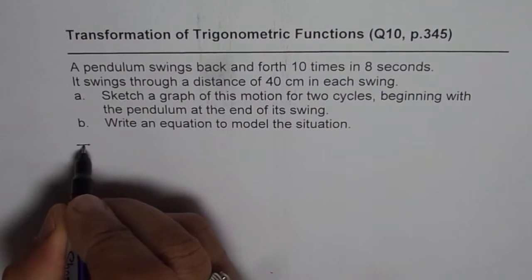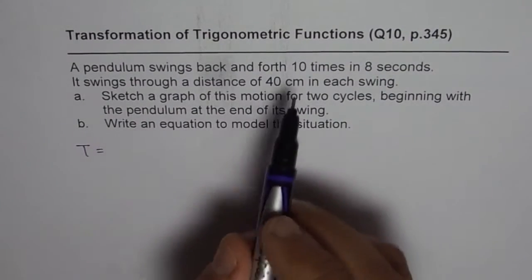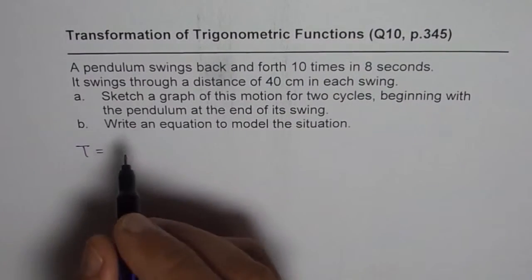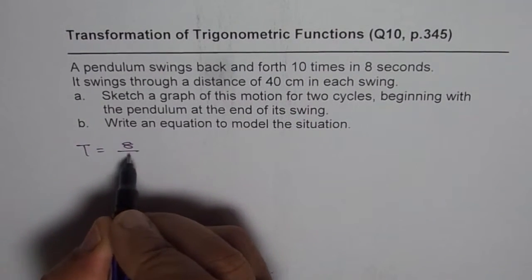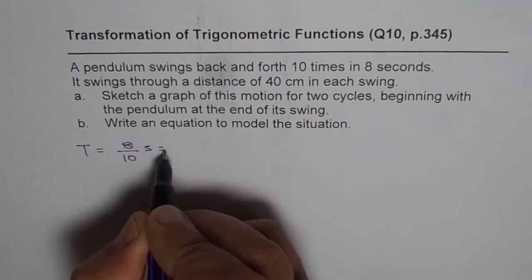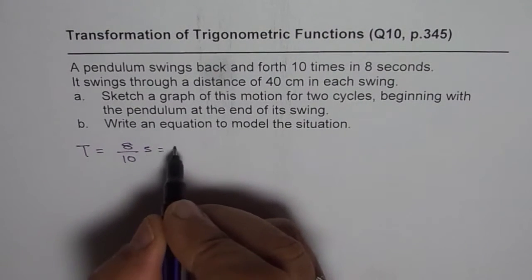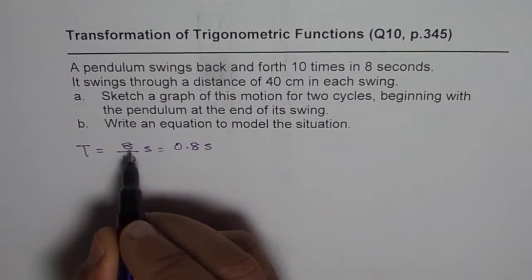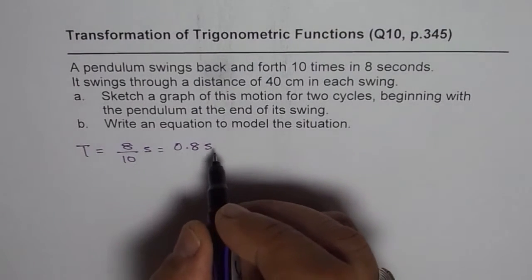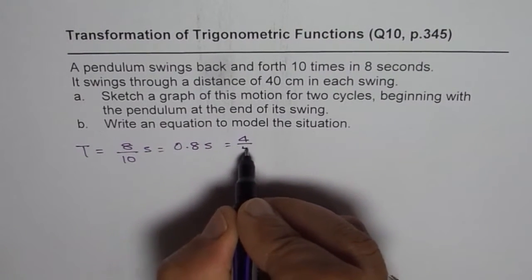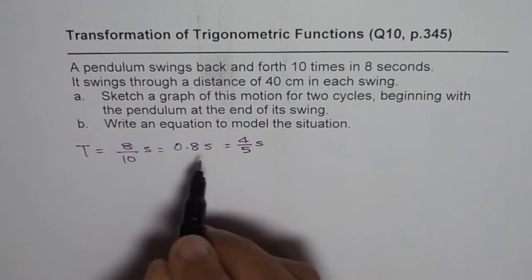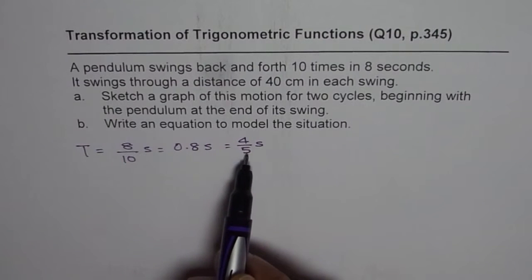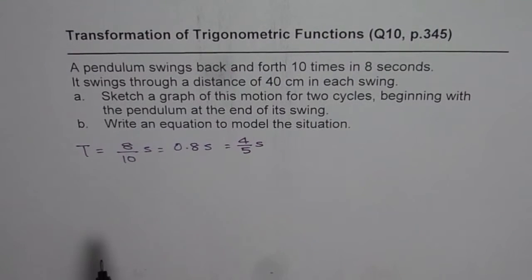So what is the time period? It says 10 times in 8 seconds. So one time in how many seconds? So the time period is 8 over 10 seconds, which in decimals is 0.8 seconds, and in fractions we could simplify this by dividing by 2. We get 4 over 5 seconds. So either way we could write it. The time period is 4 over 5 seconds, or 0.8 seconds.